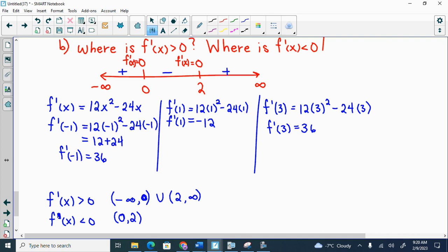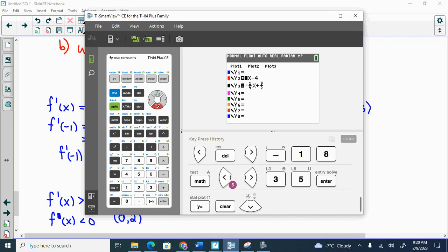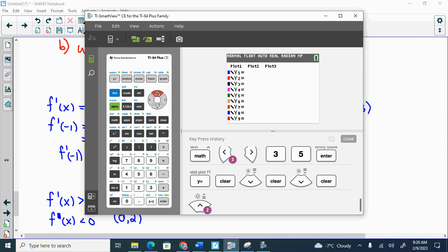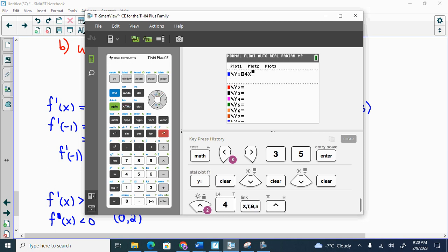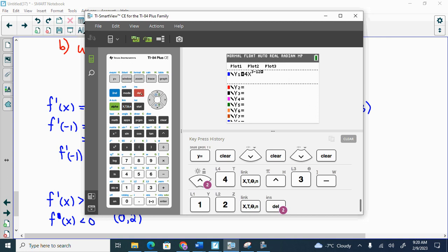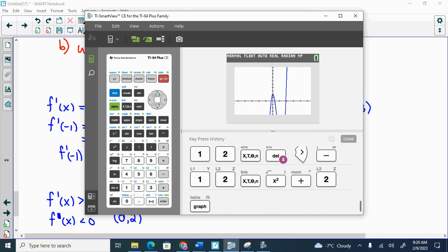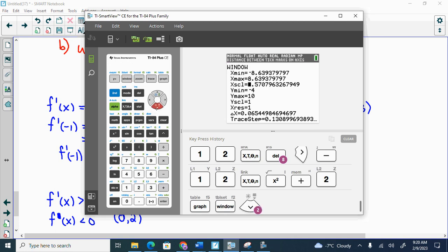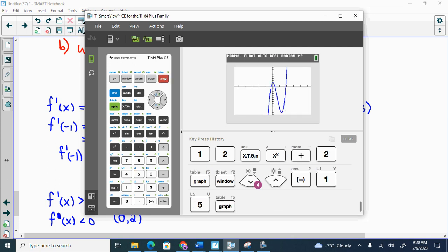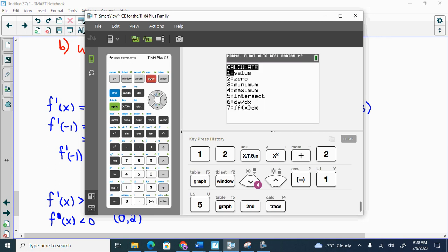Second derivative gives you concavity. So we're going to type the original into our calculator. So the original was 4x cubed minus 12x squared. Oopsies. That's 2. So let's check out our maximum. Second trace max.